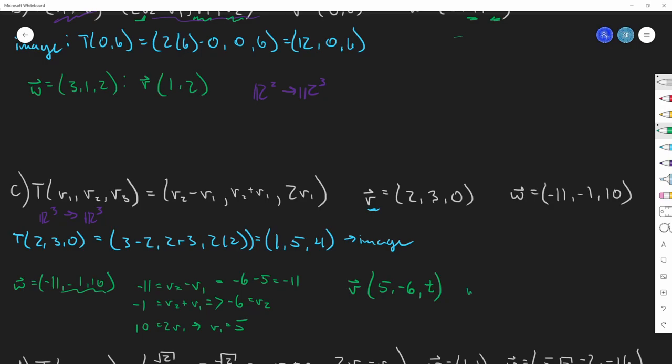So that is our, this is supposed to be an equal sign. So our v will be 5, negative 6, t, where t is any real number, because when you put it into the function, it's completely irrelevant in our w, or our image. So, last example.